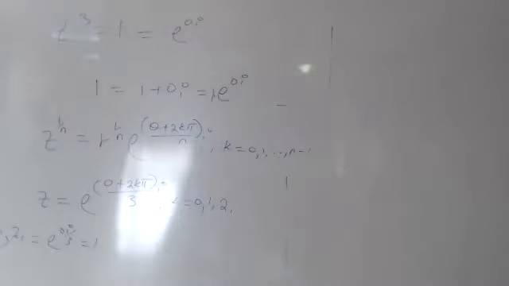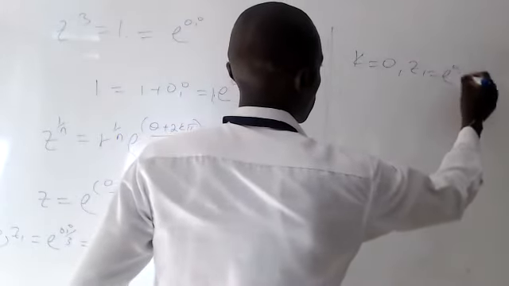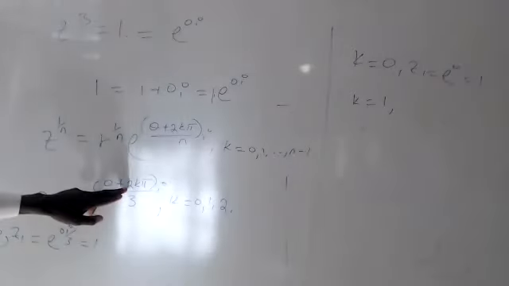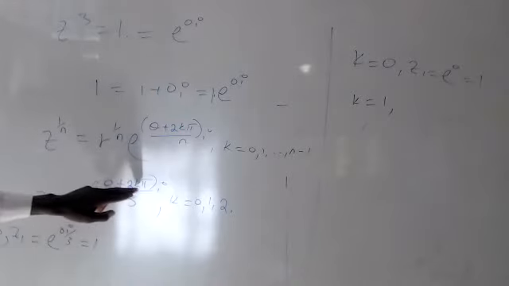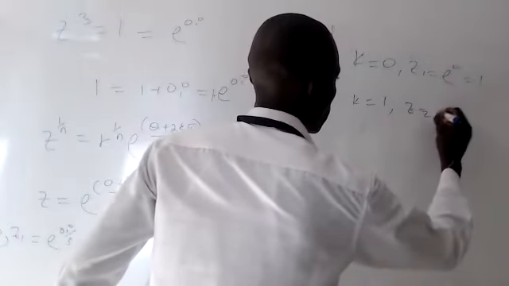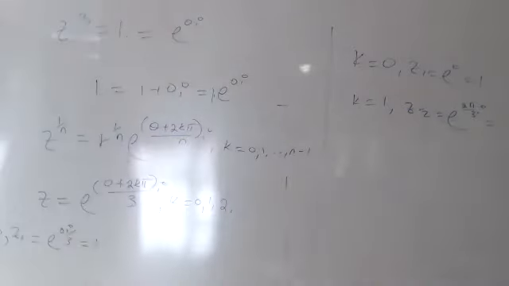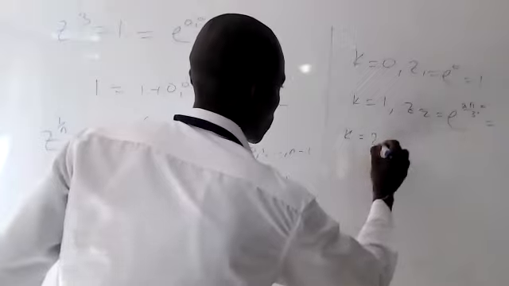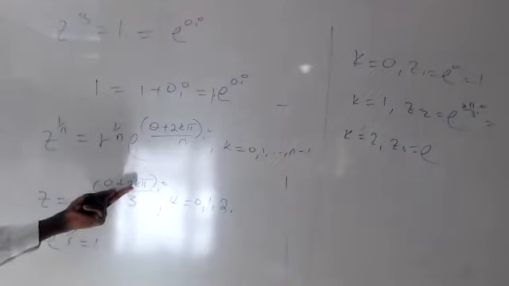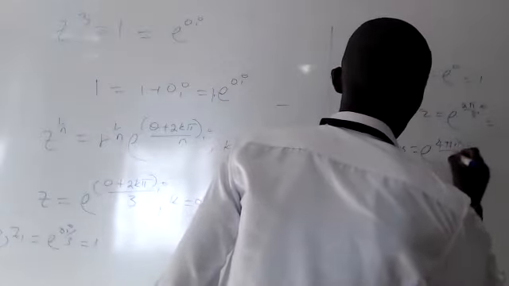So the first root, when k is 0, is exponent 0, which is 1. Then the second root is when k is 1. When k is 1, it will be 0 plus 2 times pi, which is 2 pi. So 2 pi divided by 3. That should be the second root: exponent 2 pi i divided by 3. Then the third root is when k is 2. You put here k is 2, 2 times 2 pi, so that's 4 pi. That's going to be exponent 4 pi i divided by 3.